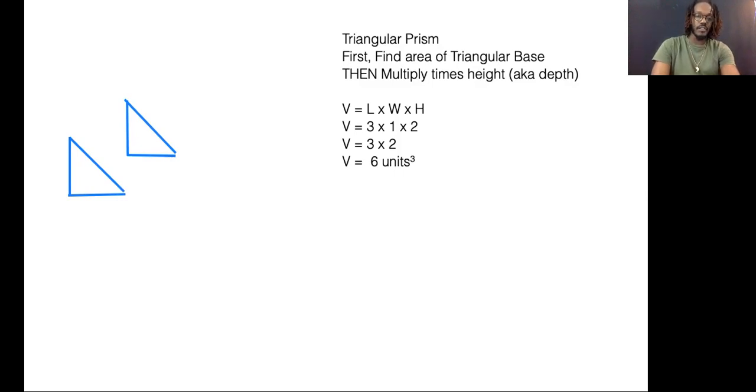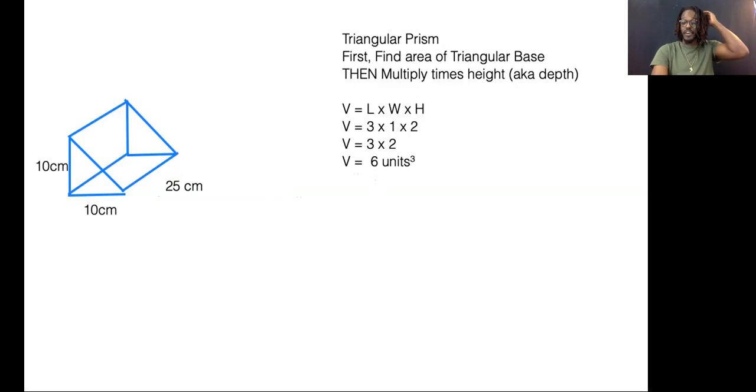Again, the base for the triangle was 10 centimeters. The height for the triangle was 10 centimeters. And the length was 25 centimeters. Step one is to find the area of the triangle base. To find the area of the triangle base, we have to do 1/2 times base times height. And then we multiply that times the height or the depth of the prism.